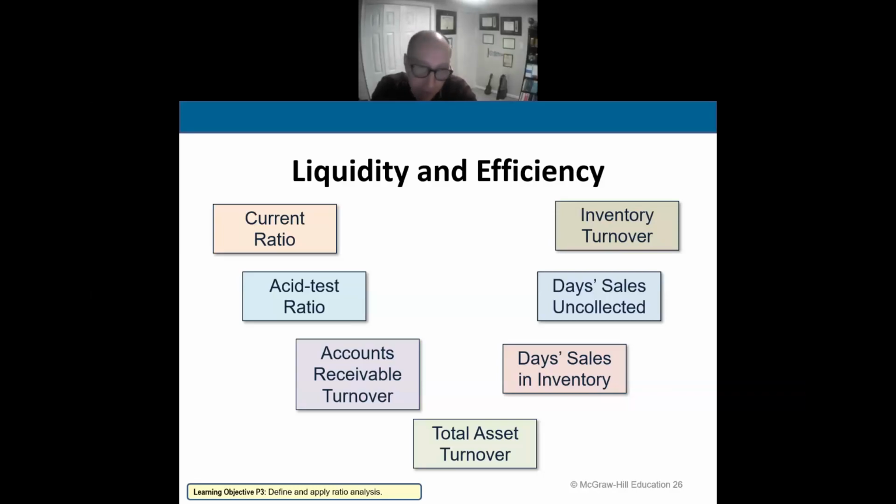That's so many ratios, Dr. B. You're killing me with these things. I know, I'm sorry. But they all tell their own story.